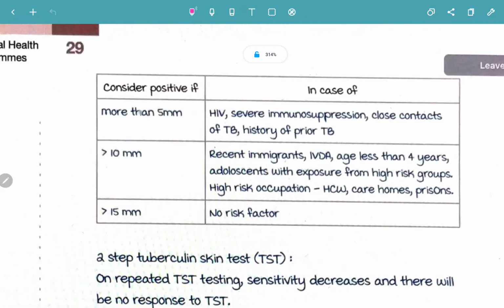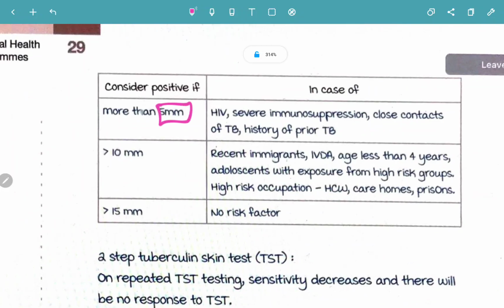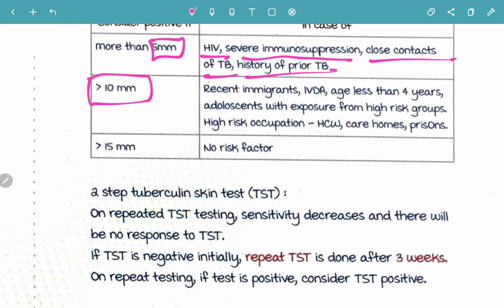Now, this table is very important. So, if the wheal reaction is more than 5 mm, it is positive in case of HIV, severe immunosuppression, close contacts of TB, and history of prior TB. If the reaction is more than 10 mm, then it is definitely positive in case of immigrants, age less than 4 years, and adolescents with exposure from high risk groups. If more than 15 mm, there is no risk factor.